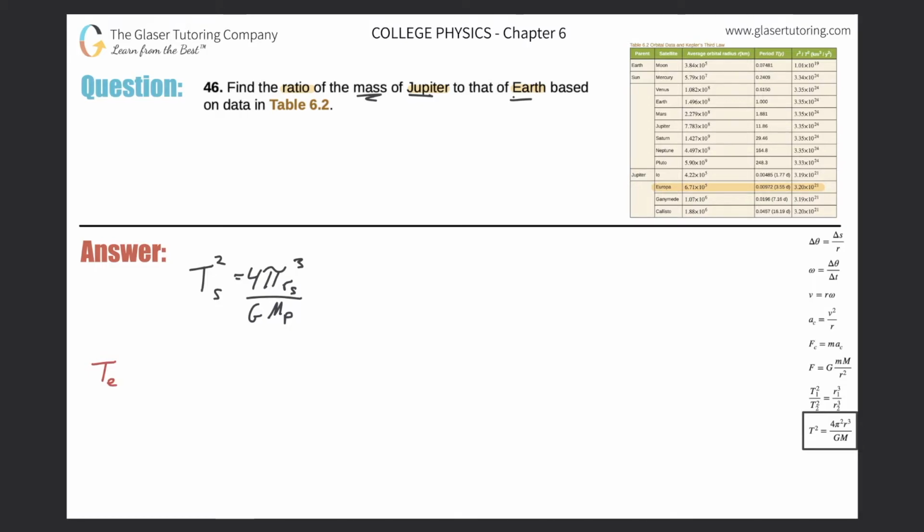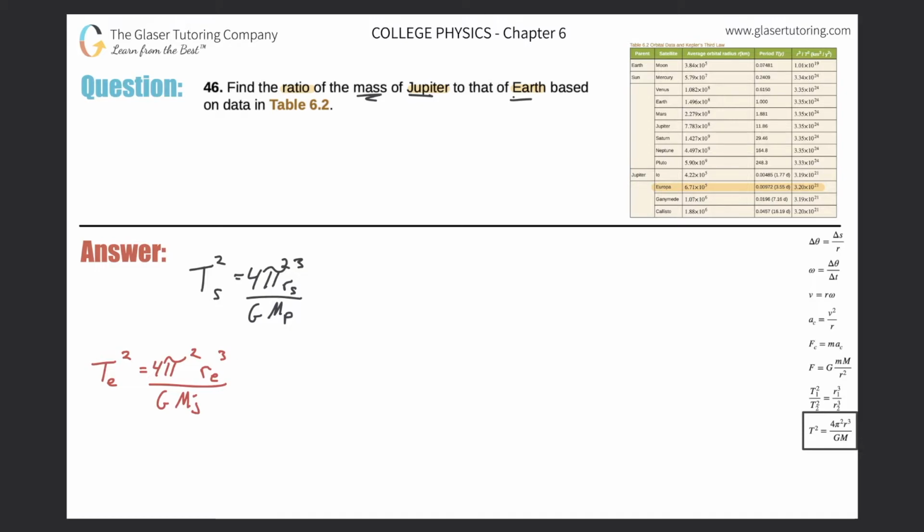Squared should equal 4 times pi squared. And I forgot the squared up here, guys. You see that? Silly mistake. 4 times pi squared times the radius of Europa, between Europa and Jupiter, that is, cubed, all divided by the gravitational constant multiplied by the mass of Jupiter. Okay, so that takes care of that one.